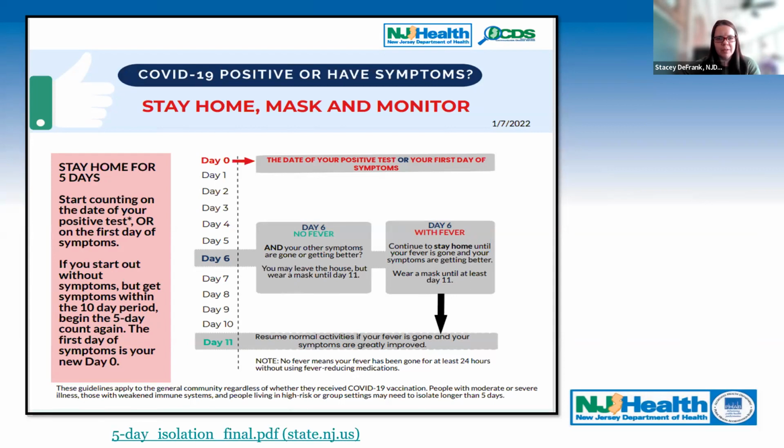You can return to normal activities on day 11, and then if you cannot mask correctly and consistently on days 6 through 10, you should remain in isolation through day 10, which can often happen with younger children. If you're asymptomatic when you test, but then become symptomatic, your 5-day isolation would restart, and the first day of symptoms is now considered day 0.